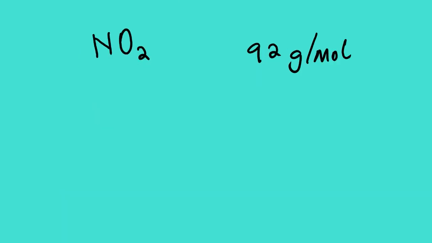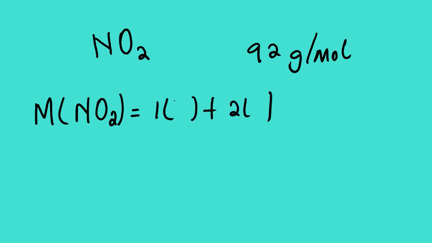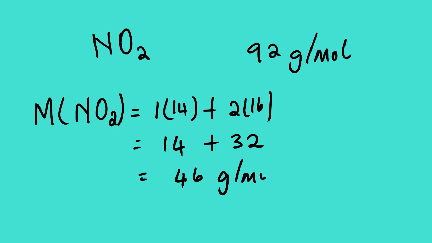Here is another one. You can pause the video, calculate, and play the video to verify the answer. This is the empirical formula, and this is the molar mass of the compound. We need the molecular formula. So the molar mass of the empirical formula: we have 1 atom of nitrogen plus 2 atoms of oxygen. Nitrogen has 14, oxygen has 16, so we have 14 plus 32, which is 46 grams per mole.